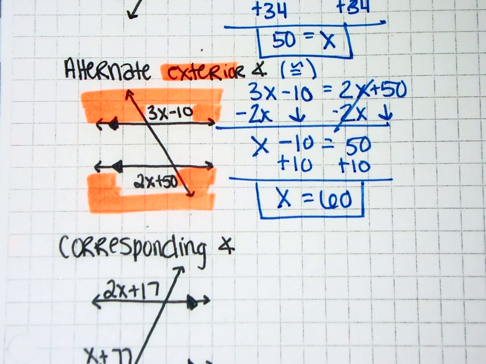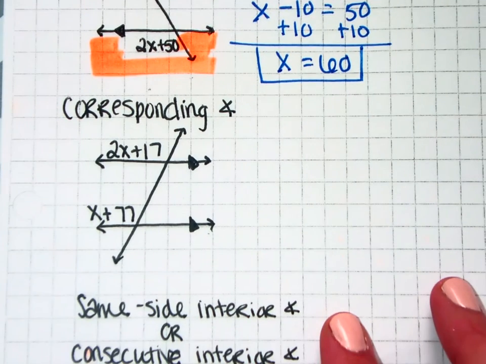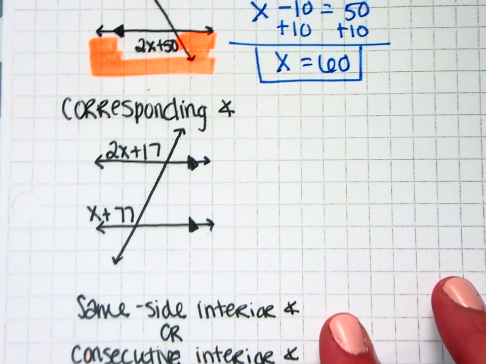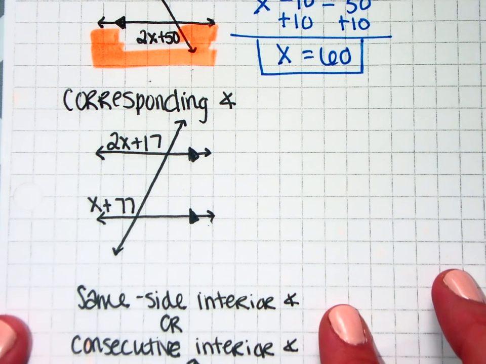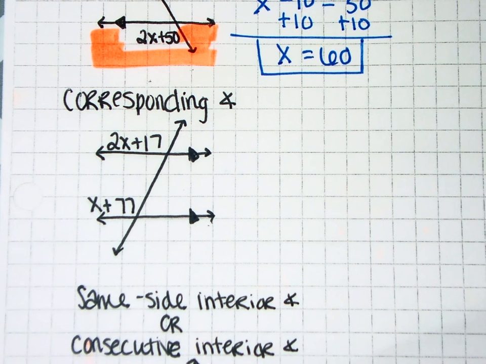Again, the hardest part about alternate interior, alternate exterior is just understanding the definition. Alternate exterior and alternate interior are congruent to each other, so that just means set them equal. All right, corresponding angles. Remember, corresponding angles are angles that are on the same side of the transversal in different locations, or different groups, but different locations.